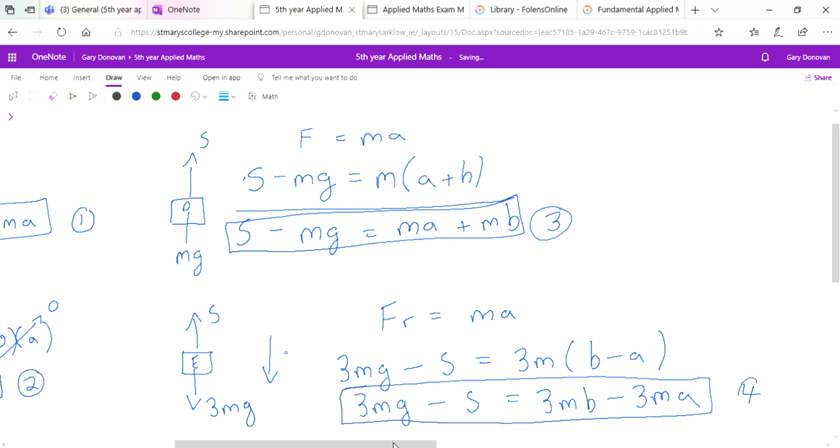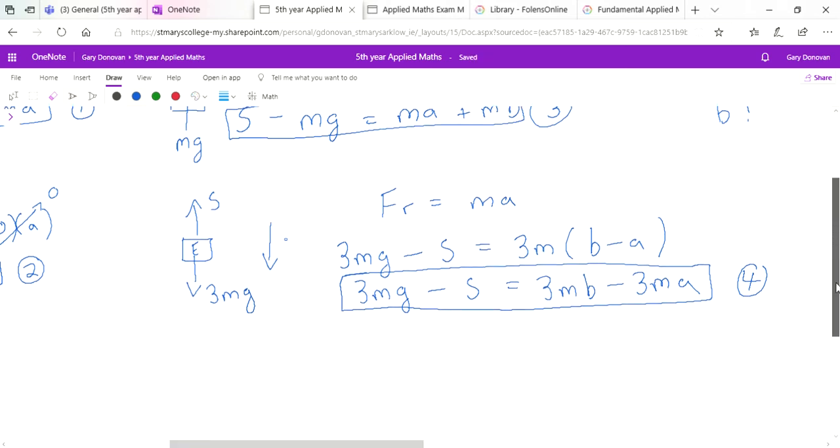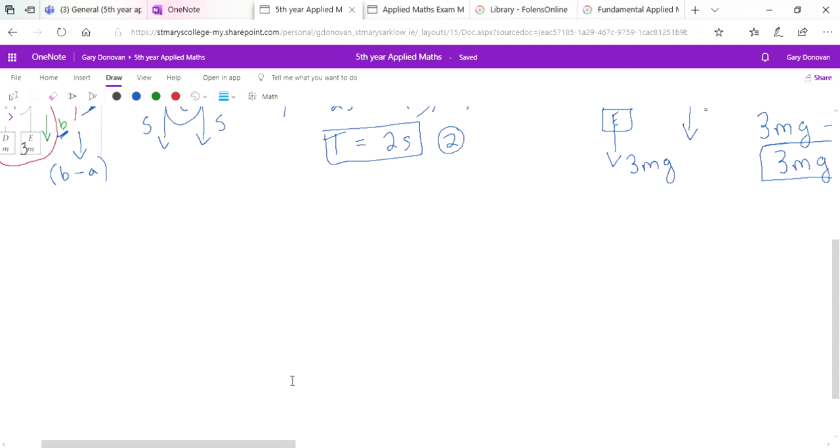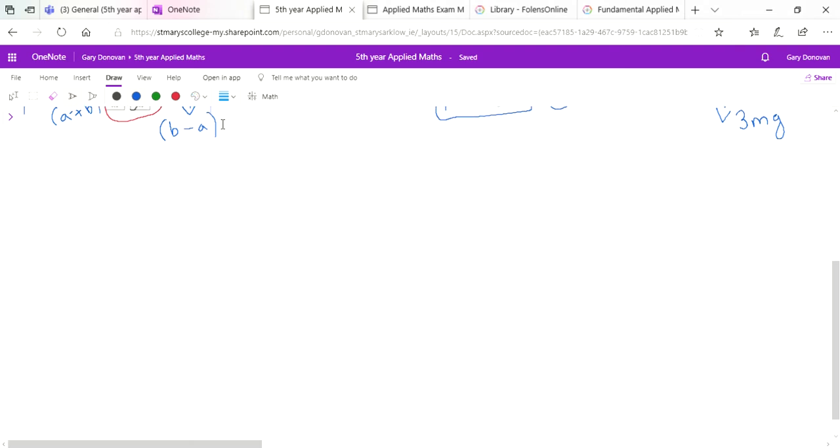Now remember, the question was to find a and b. Find a, find b. So what we need to do now is we need to use our 4 equations, and we need to somehow cancel things out or substitute or solve them in whatever way we can to find a and b. So what I'll do is I'll write down the 4 equations down here again.